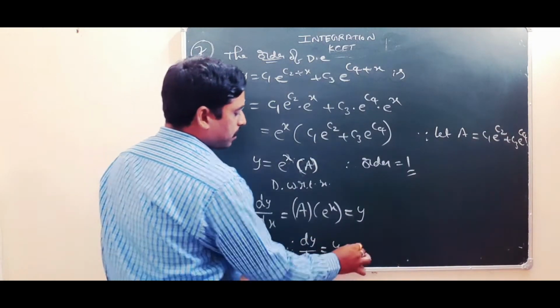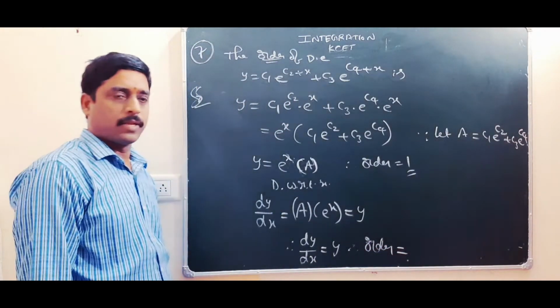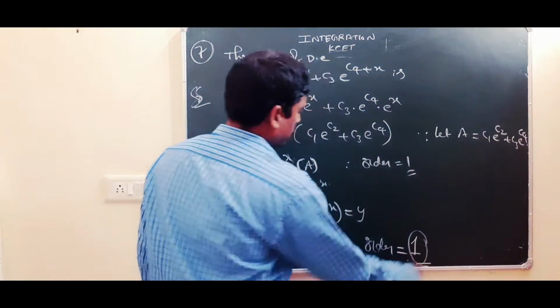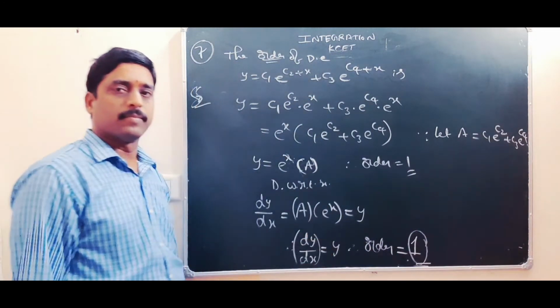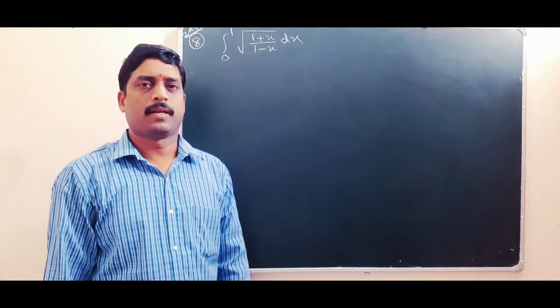In this differential equation, what is the order? The highest derivative is 1. So order is equal to 1. So degree is also 1. This is a first order, first degree differential equation. Let us go to the next problem.